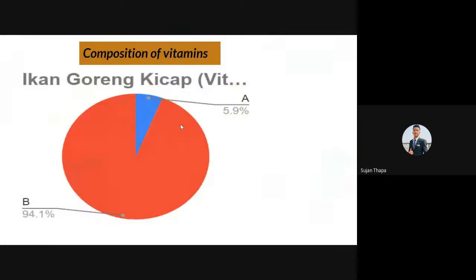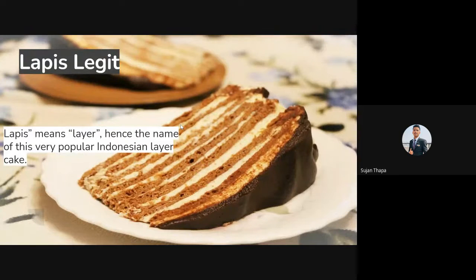please. Lapis legit. Lapis means layer, hence the name of this very popular Indonesian layer cake. This is a layer cake made up of a lot of egg, traditional Indo spices, and a blend of butter. A classic lapis legit cake usually consists of 18 layers of yummy sponge. So let's move toward the composition.